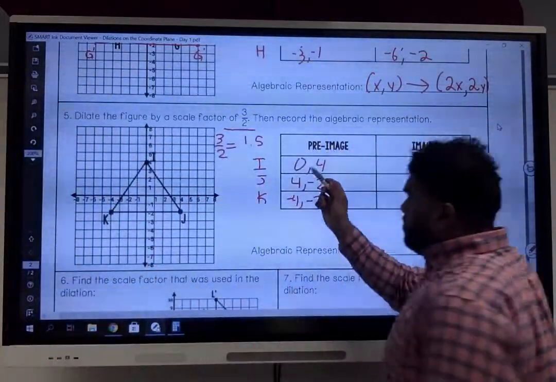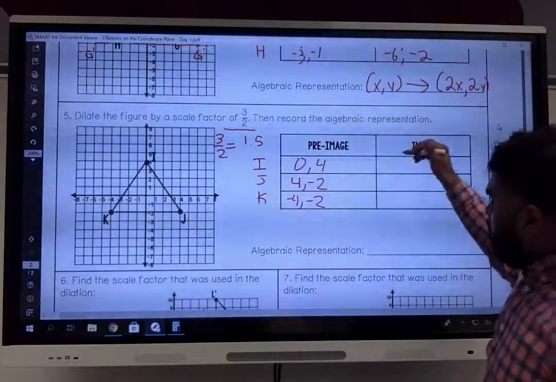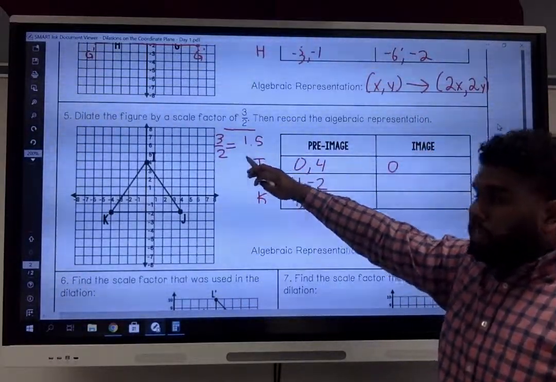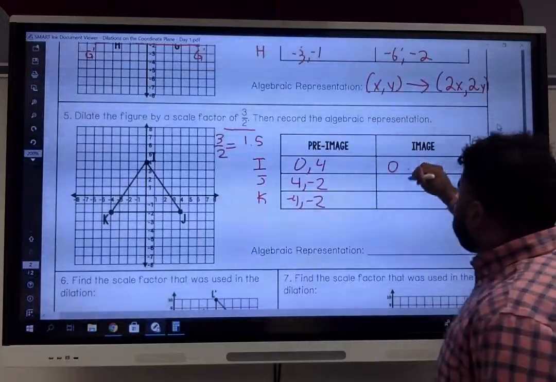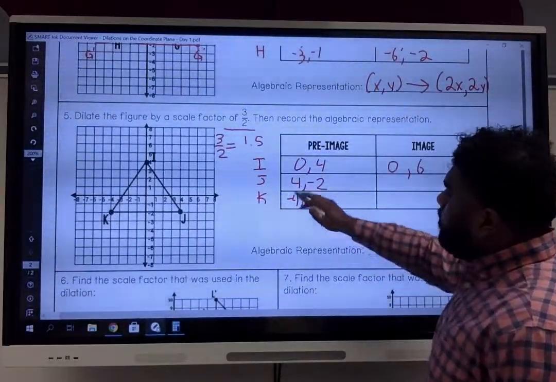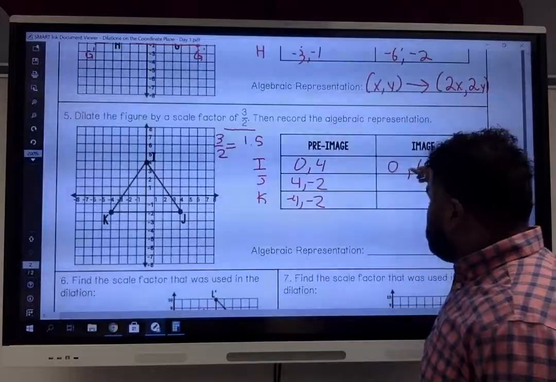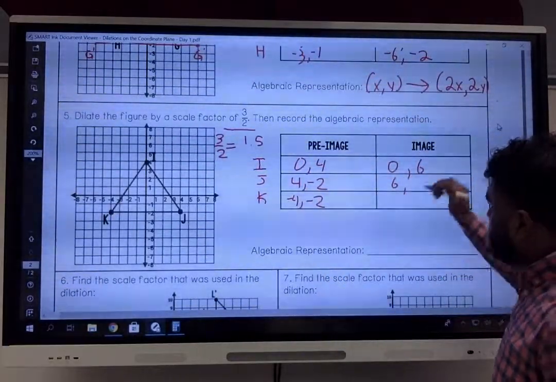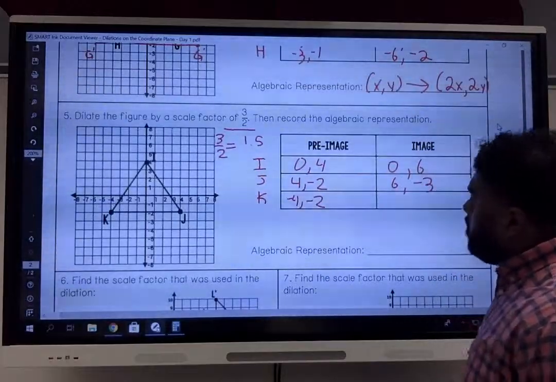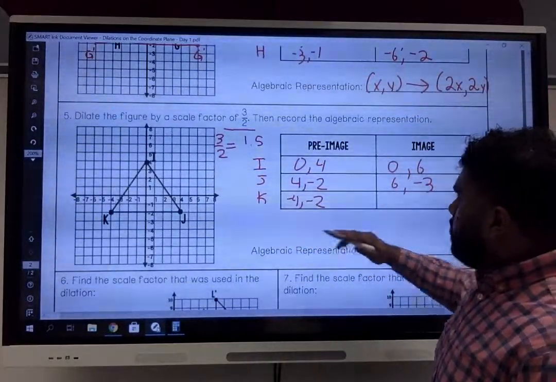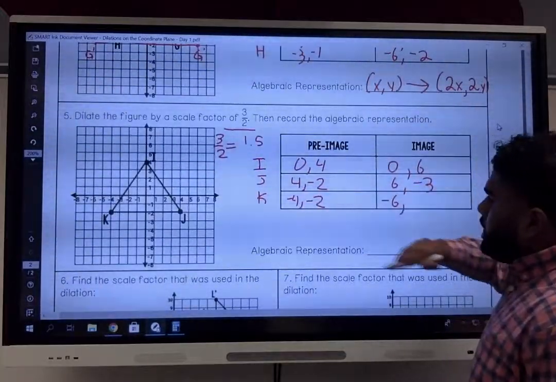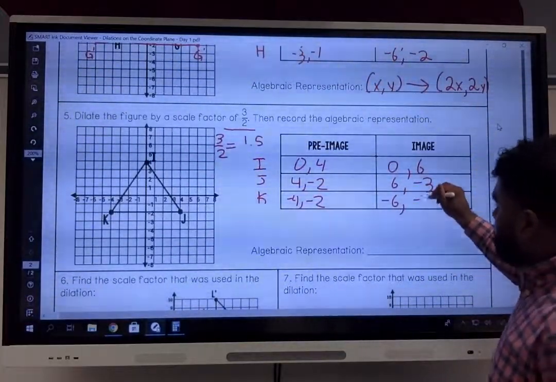So any number multiplied by 0 will be 0. Okay? 4 times 1.5, which is my scale factor, will be 6. 4 again times 1.5 will be 6. Negative 2 times 1.5 will get you negative 3. And then K, negative 4 times 1.5 is negative 6 this time. And negative 2 times 1.5 is negative 3.